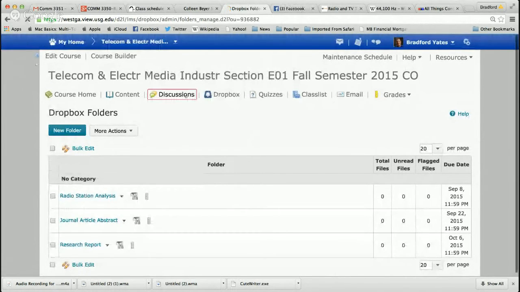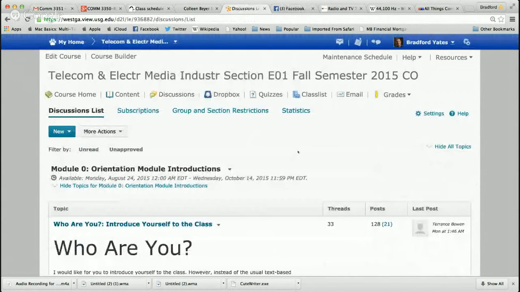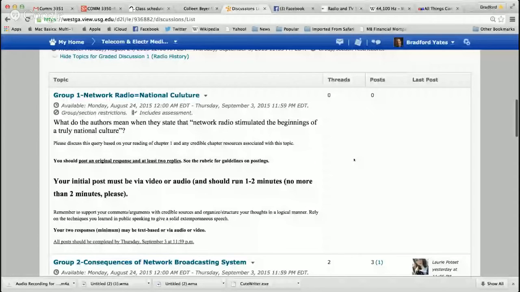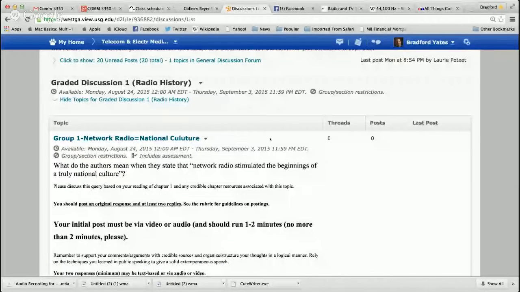The other piece is your discussion, so I'll go ahead and actually highlight this too. Please note that these discussion groups are simply for you to be able to have a more focused discussion with 6 or 7 people versus having to talk to 32 people, or really 31, you're the 32nd.